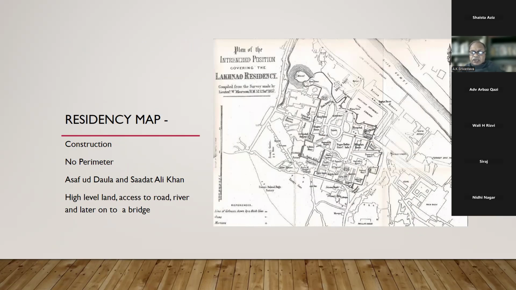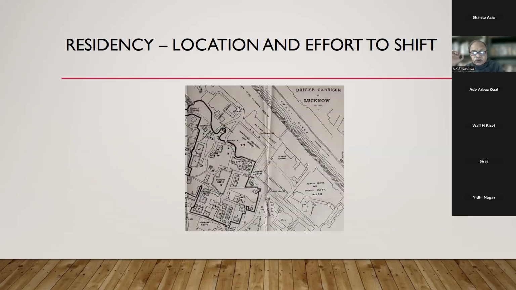Started with the resident's house and then other houses. The most important part, it was high-level land. There was access to a wide road and river, and later on, the iron bridge also was constructed very close to it. So in this map, which is a cropped map, you can look into it how closely it was located to the river. There was an effort twice to shift the Residency.